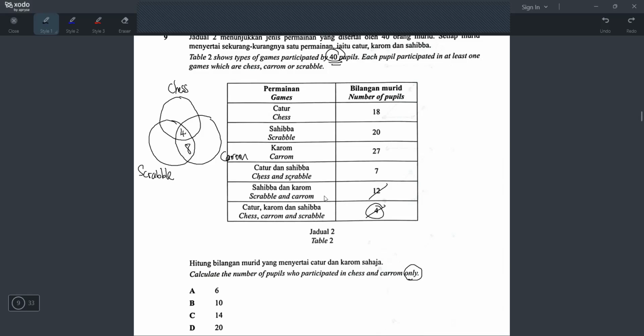They never say the word only. If they put only here, then you can write the 12 down here. Then you write 12 like this, all right? If they put the word only.